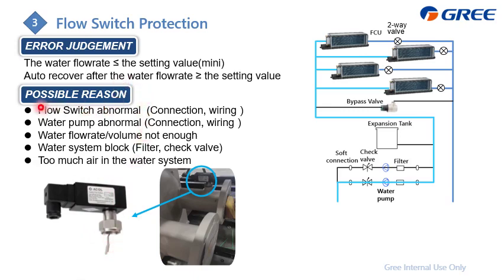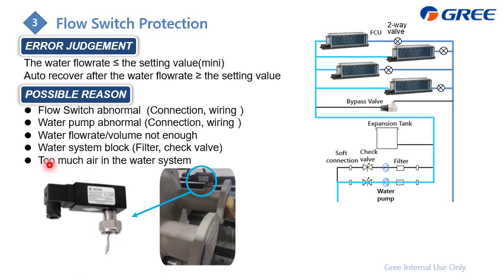And here are the possible reasons. Maybe the connection to the PCB or the wiring is not good, or it malfunctions. Or maybe the water pump is abnormal, leading to the water flow rate not being enough. Or maybe there's some blockage by the filter in the water system. Or actually the water volume itself is not enough, which also leads to this malfunction.